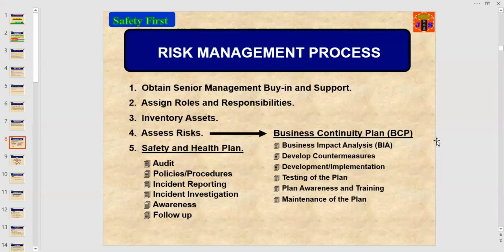Number five, safety and health plan. It includes audit, policies and procedures, incident reporting, incident investigation, awareness, and follow-up.